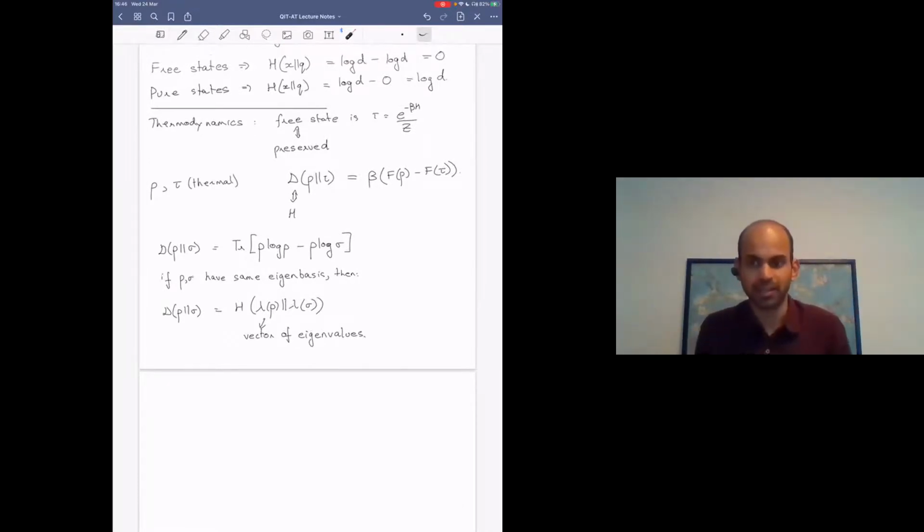in that eigenbasis, and then you end up just taking the relative entropy of the vector of eigenvalues, which is typically written with H. So this would be the correct answer to what's the difference between D and H. One is the more general version, the quantum relative entropy, and one is a classical relative entropy, and they are equal only under some circumstances.